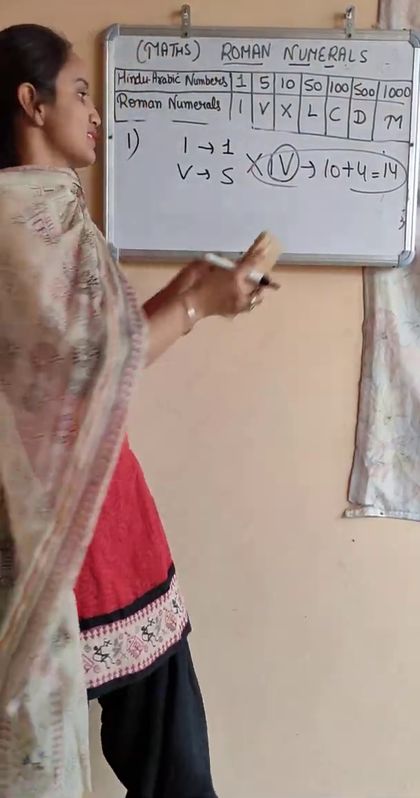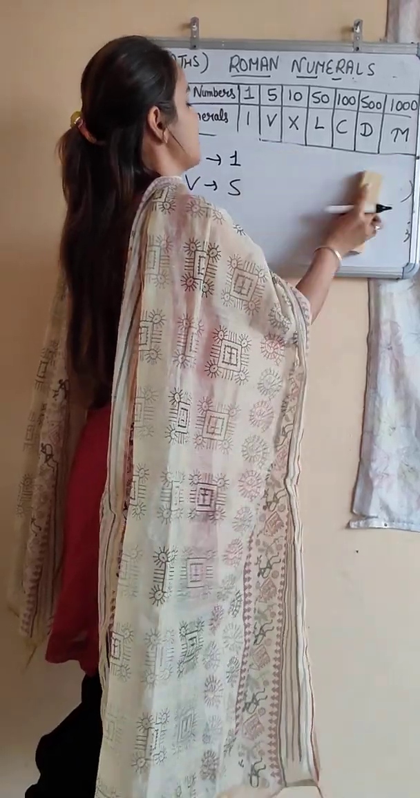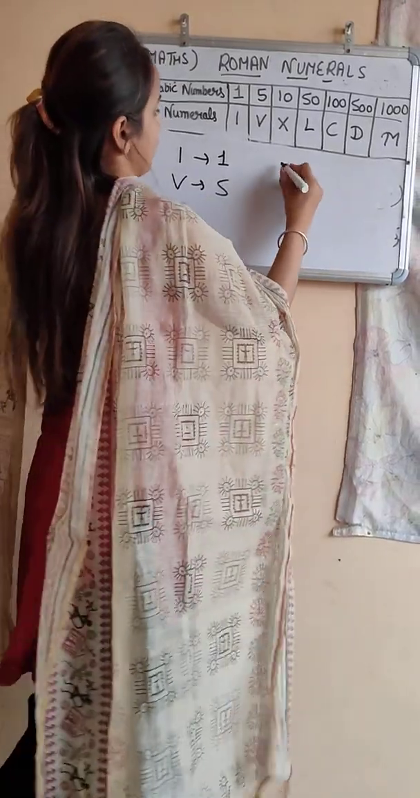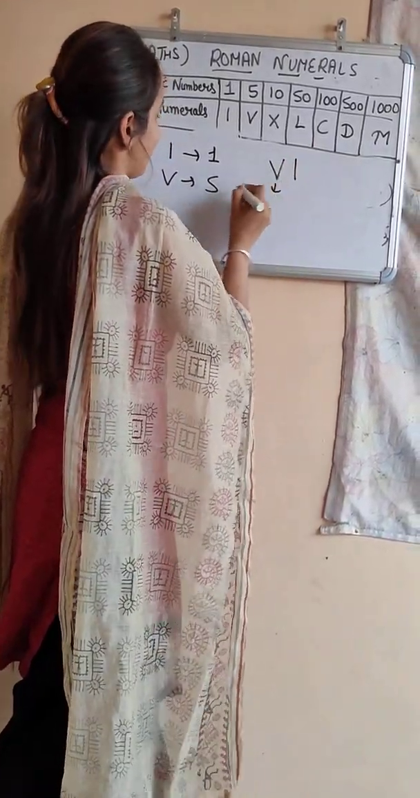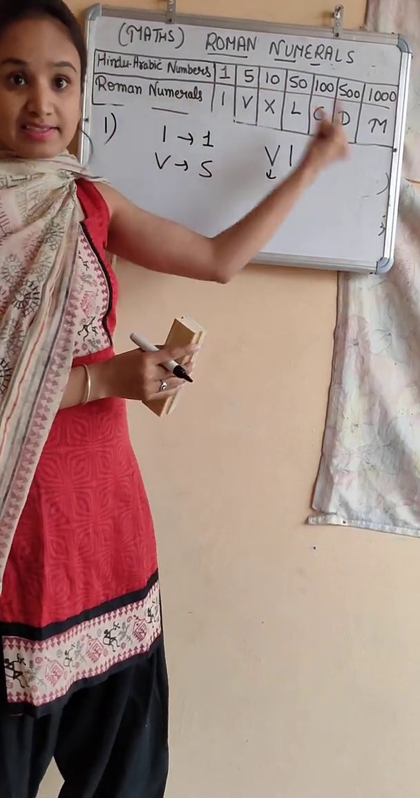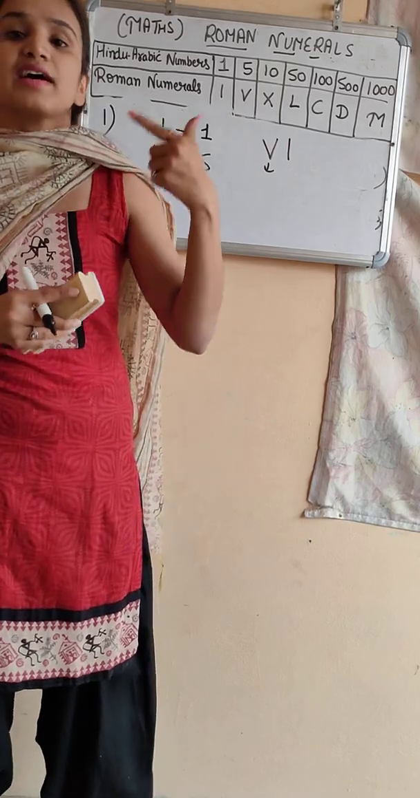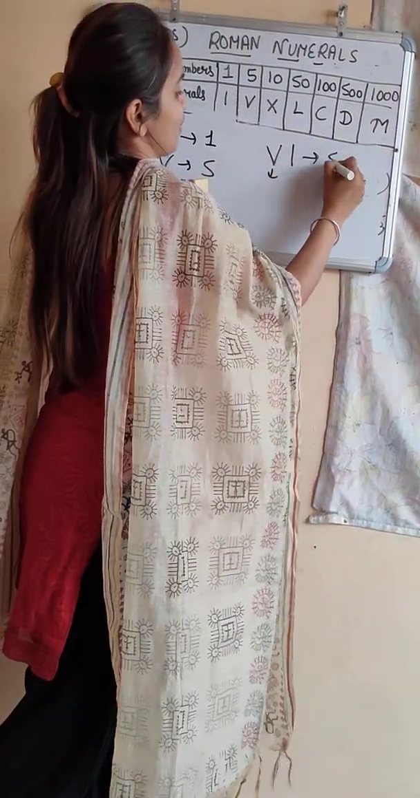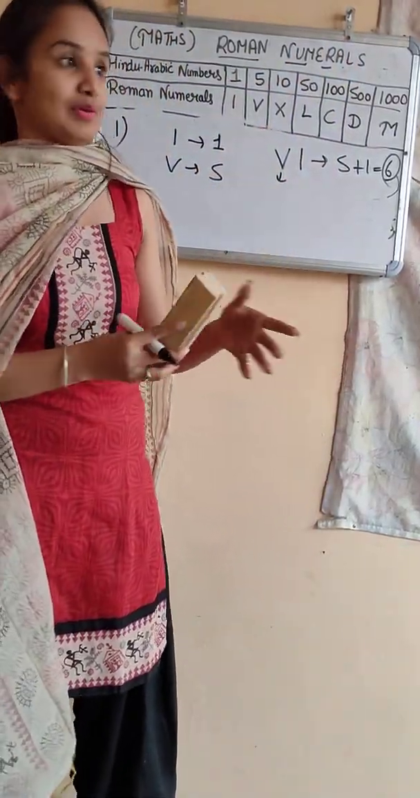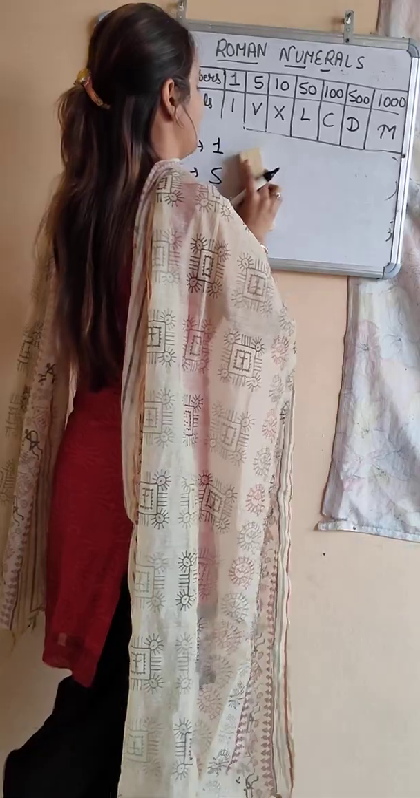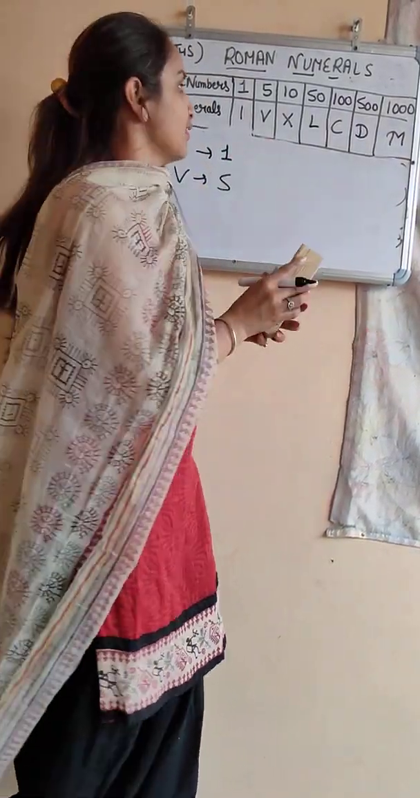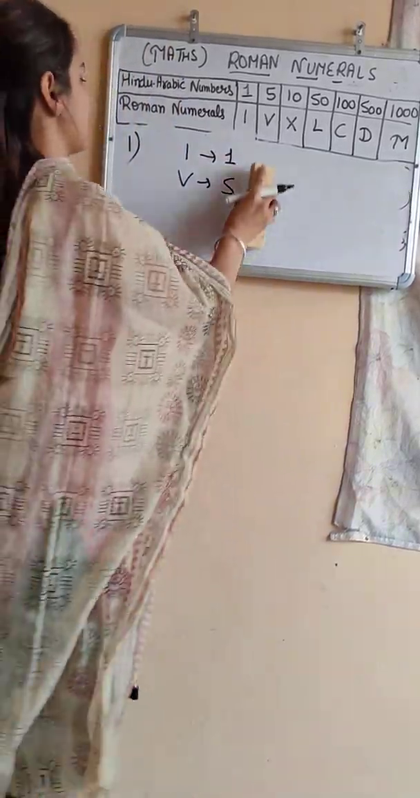Now the third rule is, if we put a symbol having smaller value after the symbol having greater value, like this value is 5 and this value is 1, the symbol having smaller value is written after the symbol having greater value. So this means addition. So 5 plus 1, 6. Okay, so this is our third rule. These rules are repeated again and again, and with the help of these rules we will write so many numbers.